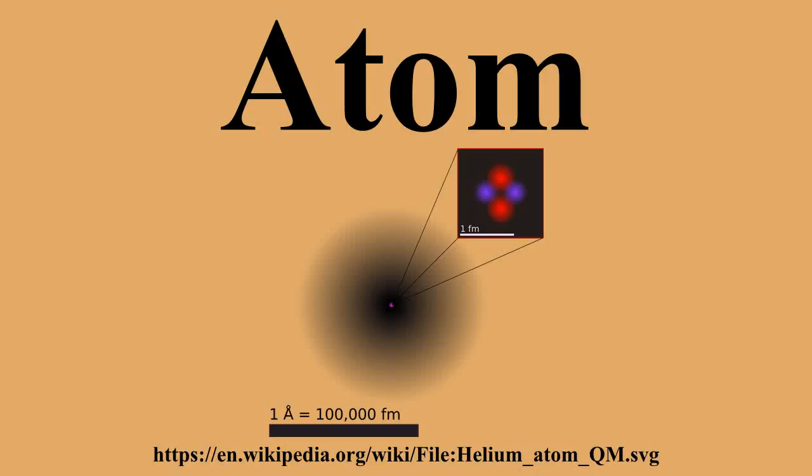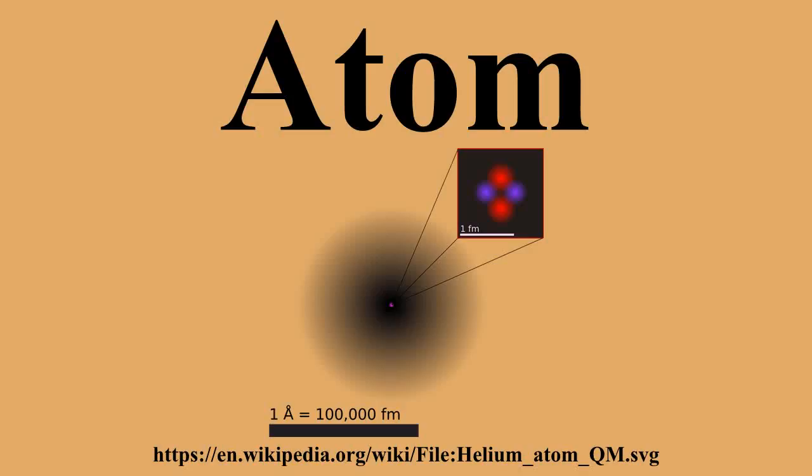Every atom is composed of a nucleus and one or more electrons bound to the nucleus. The nucleus is made of one or more protons and typically a similar number of neutrons. Protons and neutrons are called nucleons. More than 99.94% of an atom's mass is in the nucleus.